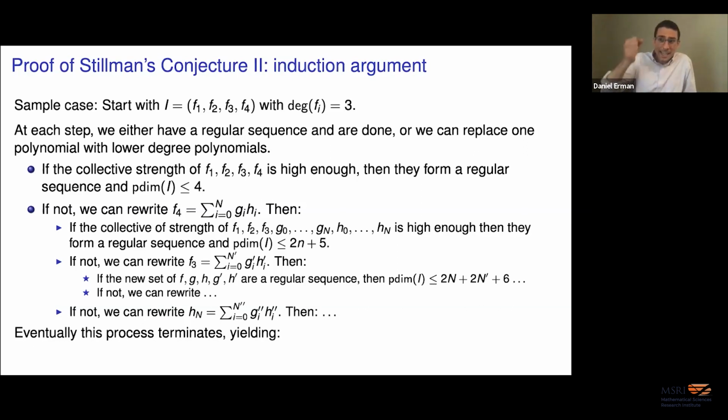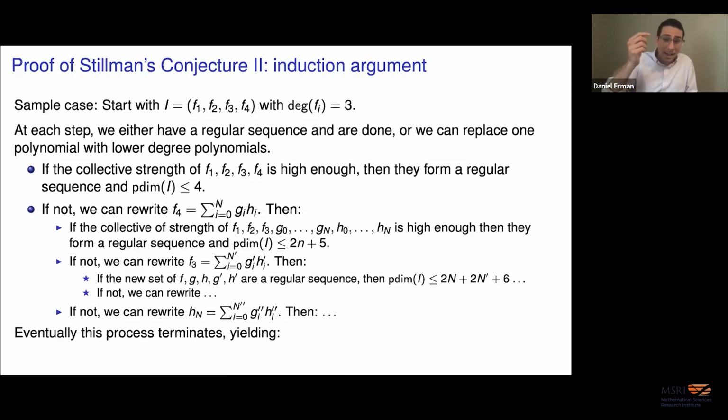So the idea is that at each step, we're either going to have a regular sequence or we're going to have somebody of low strength, and we're going to iterate on that. So if the collective strength of my original guys is big enough, then they're a regular sequence and the projective dimension is at most 4. If the collective strength is not big enough, then we can rewrite, up to a change of coordinates, one of those generators in terms of lower degree things. So then what we've done is we've moved from the situation of 4 cubics to the situation of 3 cubics and a bunch of linear and quadratic things.